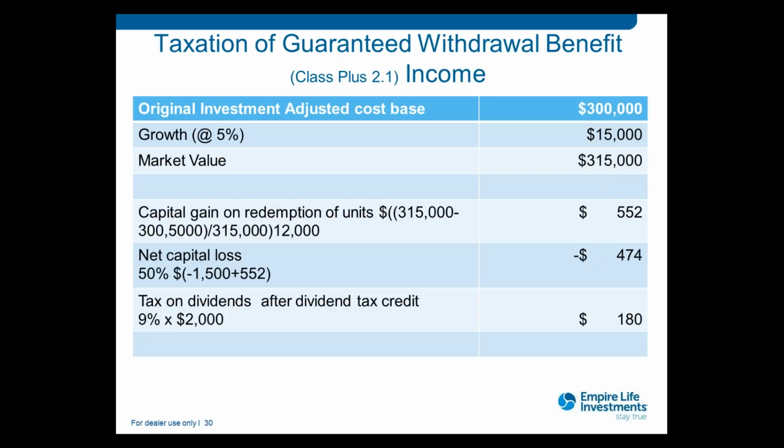So the capital gain on the redemption of units is a proportionate redemption of the capital gain of that 5%. But there was a net capital loss as well, which is 50% of that $1,500. And when you actually look at the total loss, because the capital loss is bigger than the capital gain, there still is an overall capital loss of $474, which the client can use that particular year or in the previous 3 years or carry forward. And of course, it's still going to be taxed on the dividends after the dividend tax credit of $180. So the client is still going to look pretty good in terms of the net cash flow in that particular situation.